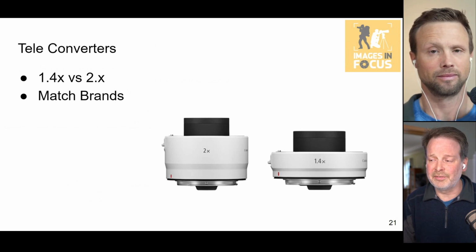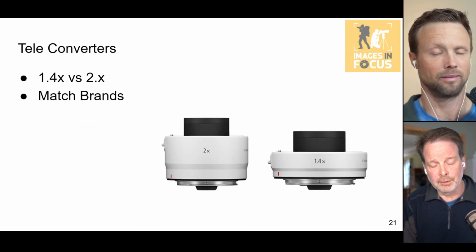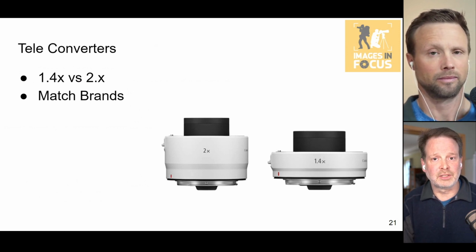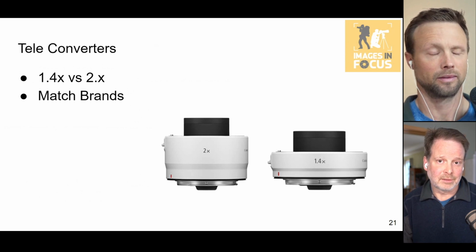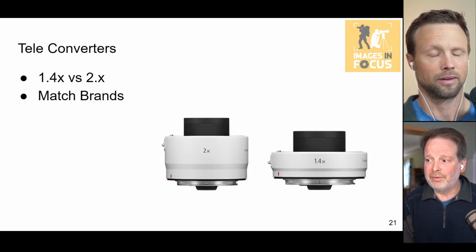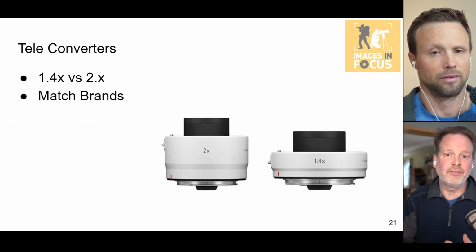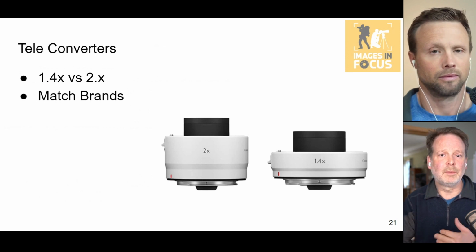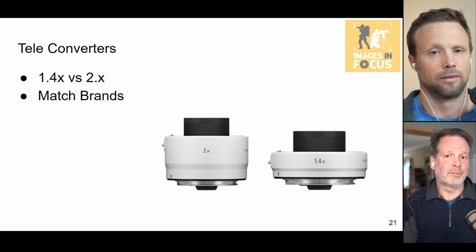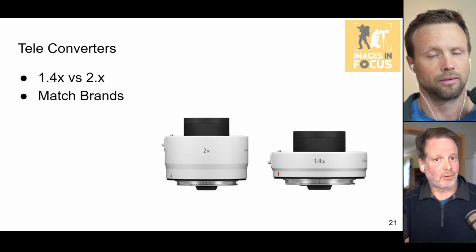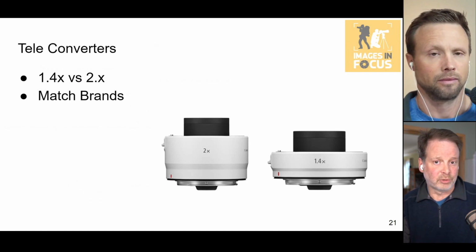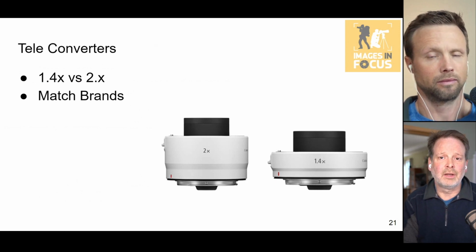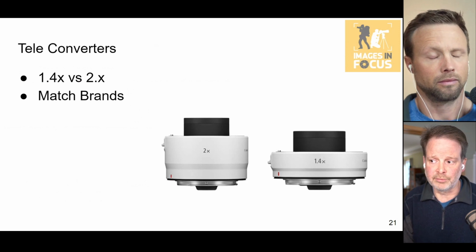It will change significantly. A 1.4 teleconverter cuts the amount of light coming into the lens by 1 stop, versus a 2x cuts it by 2 stops. So think about this: if your lens is, let's say, an f4, and you're using a 1.4 teleconverter, now the maximum aperture for that lens is going to be 5.6. So you're losing a full stop of light, and that's going to affect both your depth of field as well as your autofocus speed, because now your camera doesn't have as much light to autofocus, so it's going to slow down your autofocus.